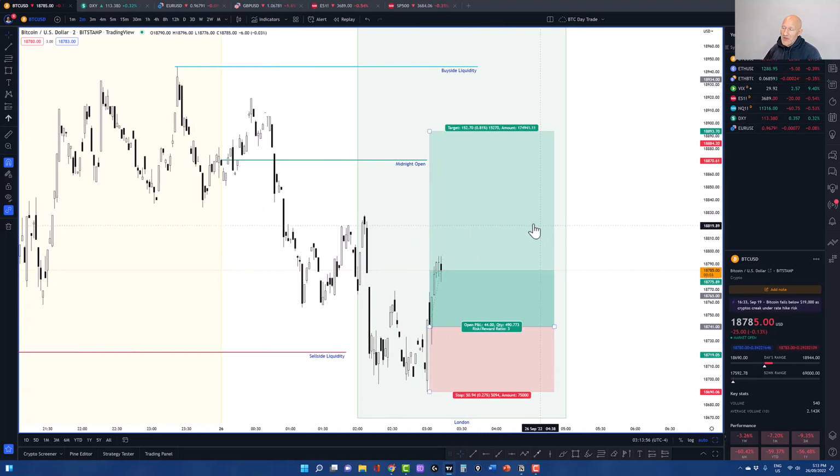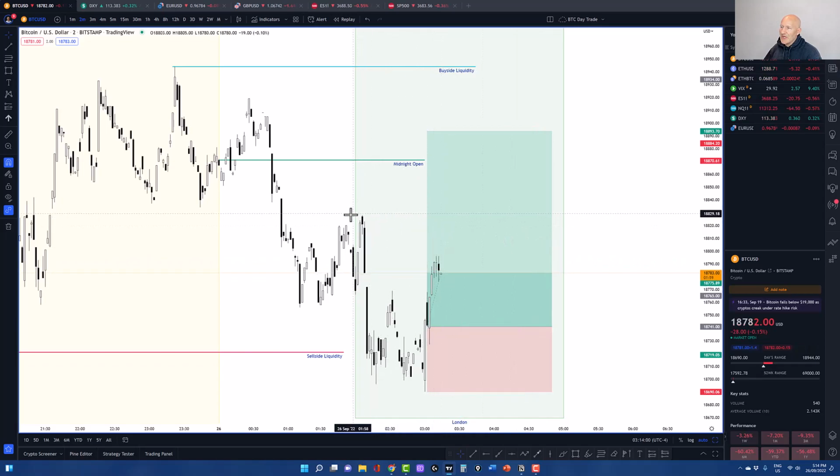The first point that I'm looking to achieve is to take out the liquidity here. So once we take out this swing high here, I'd hope that we'll get a little bit of a run, and that should then push us up to our target just above that midnight open.